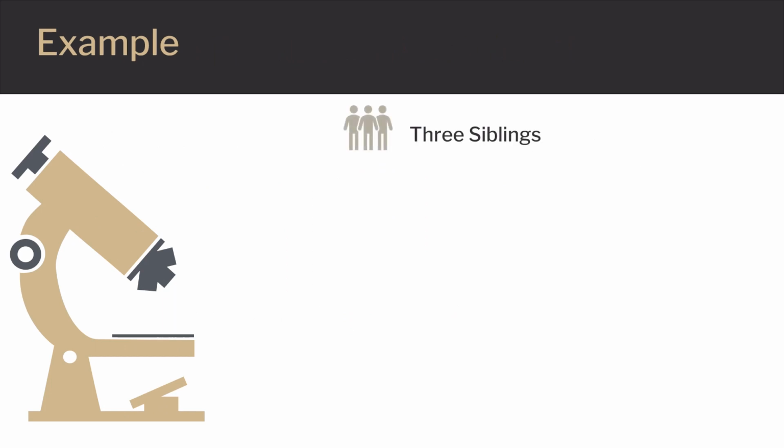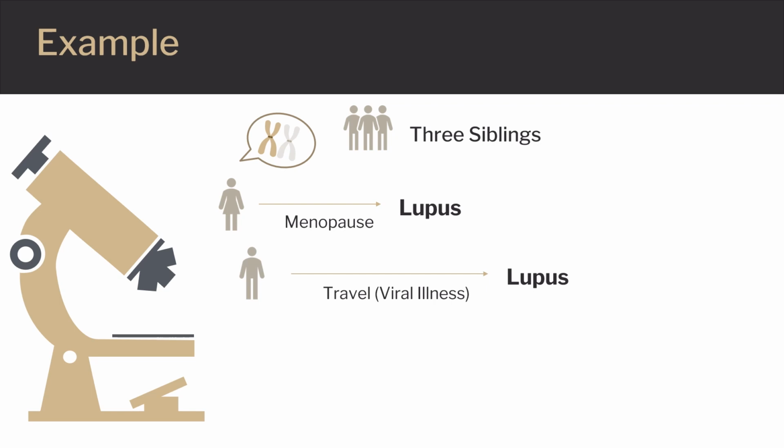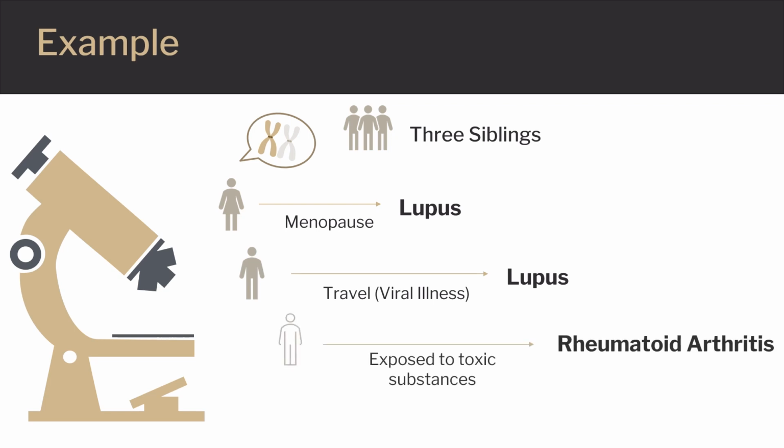You and your two siblings all inherit said variation from your mother. Your mother was a perfectly healthy individual until she entered menopause. The hormonal changes combined with that genetic variation led her to develop lupus. Sibling 1, as an adult, travels around the world and catches a rare viral illness. That illness combined with the genetic variation led him to develop lupus. Sibling 2 works in an industrial facility and is exposed to some toxic substances. This, combined with the genetic variant, leads to the development of rheumatoid arthritis.